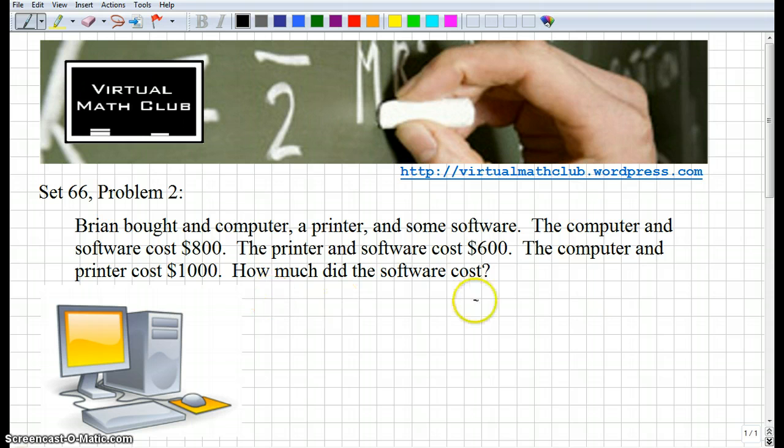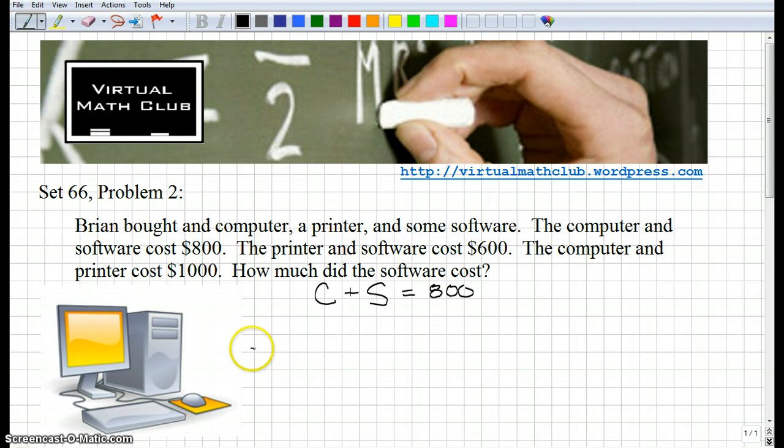Alright, well, let's assign some variables. I'm going to call C the cost of the computer, and S the cost of the software. And we're told here that the computer and software cost 800. So C plus S equals 800.